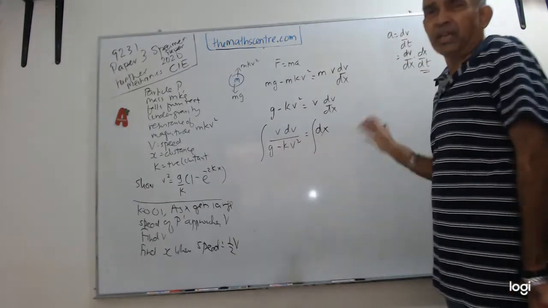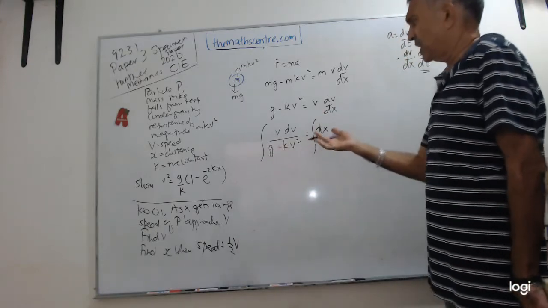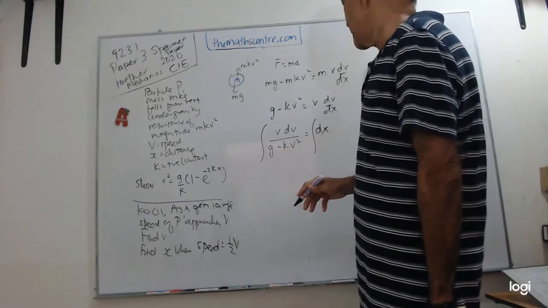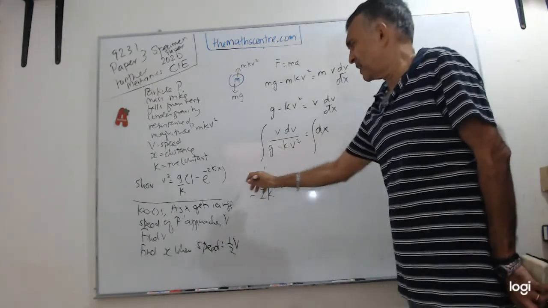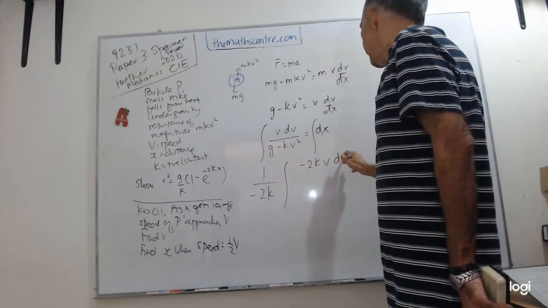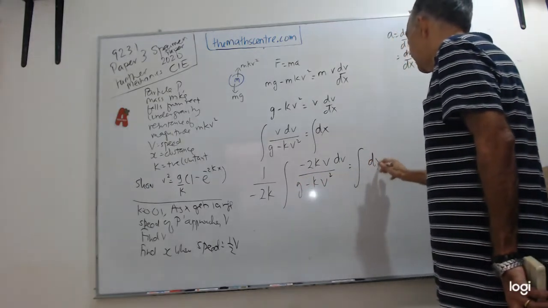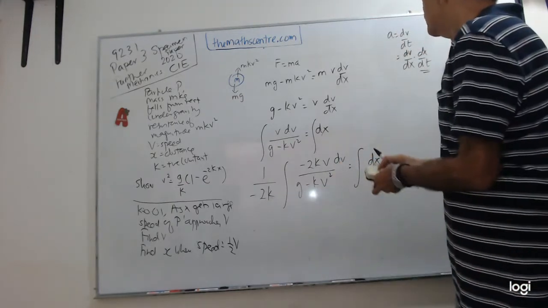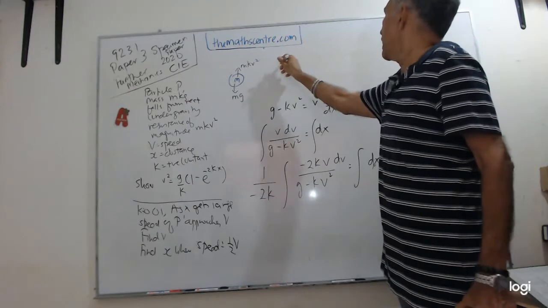The right hand side is pretty easy to do, so no need to worry. This one also you know how to do, because a formula must jump out at you. If I differentiate the bottom, I'm going to get minus 2kv, but I only have v here, so I'll write minus 2kv dv over g minus kv squared equals the integral of dx. Let me just check. All looks good. So what's going to happen is, let's bring it up here. We have minus 1 over 2k.